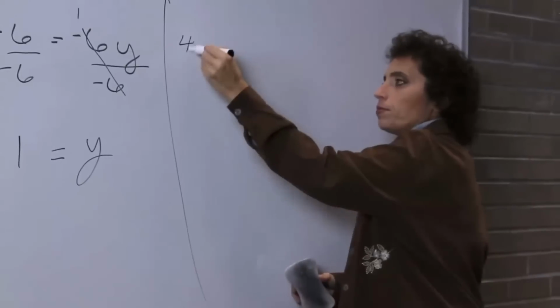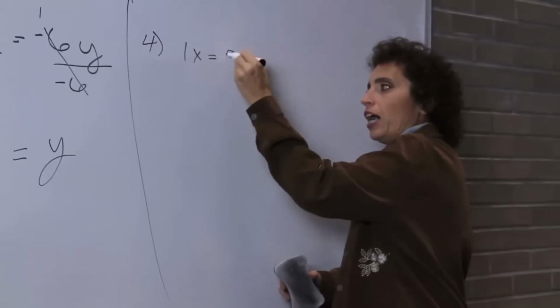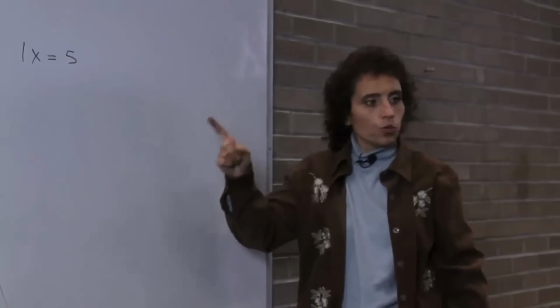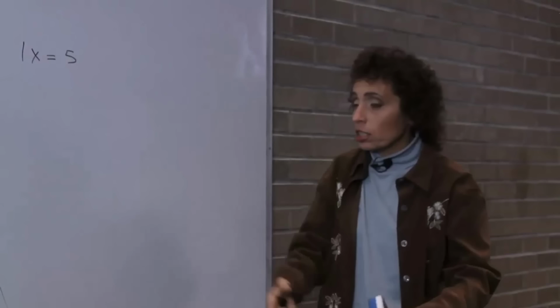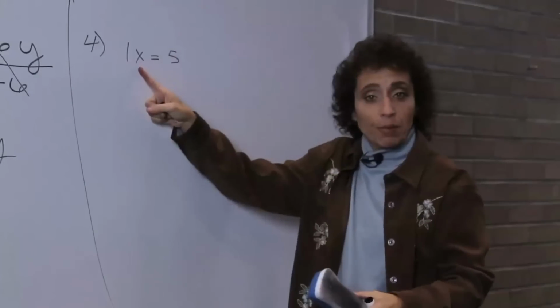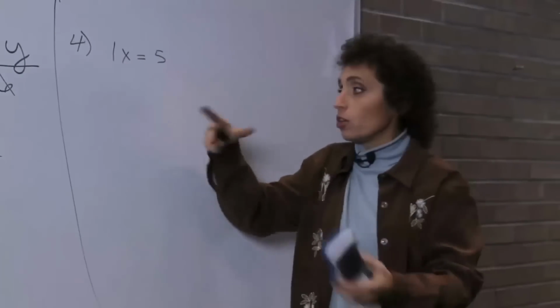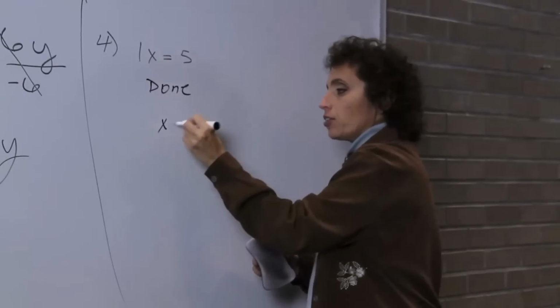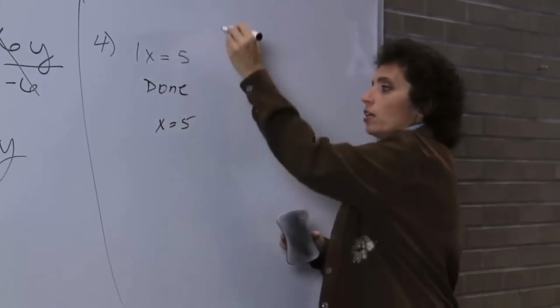Number 4, 1x equals 5. You're done, because 1x is x. What could you do? You could divide by 1, but what happens when you divide by 1? You get back 5. So I wouldn't divide by 1. This is done. This is x equals 5. Same thing, so I'm done there.